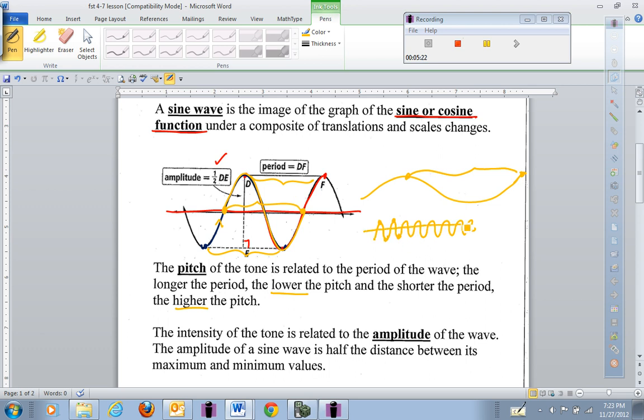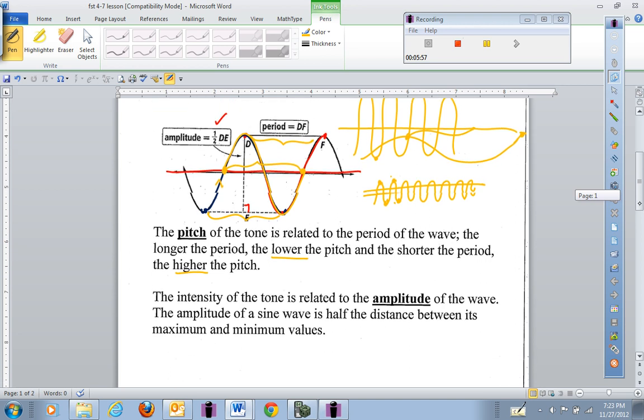If I had a very short distance between the max and the min like this, then it would be really, really, really soft. If I make it go up and down and up and down like this, and I increase the distance between the max and the min, then that's going to make it really loud, okay? And then, of course, I could go loud and low, loud and high, high and soft, and high and not very loud, or very loud. All right?